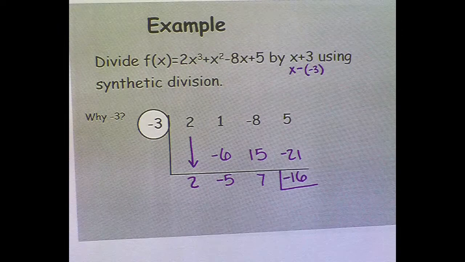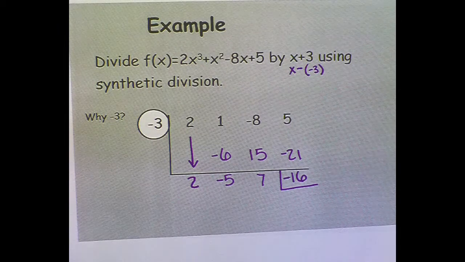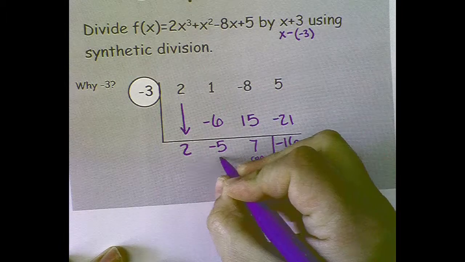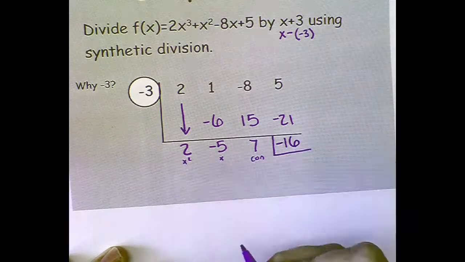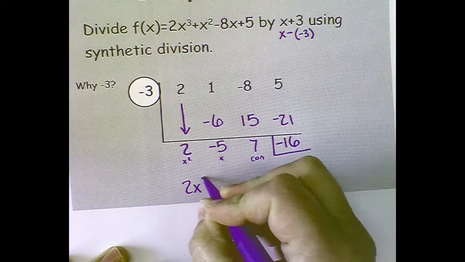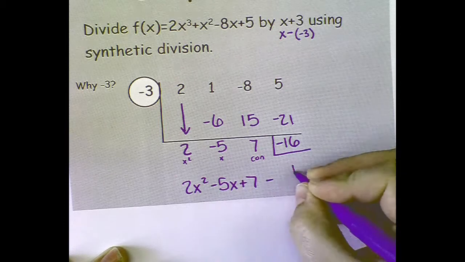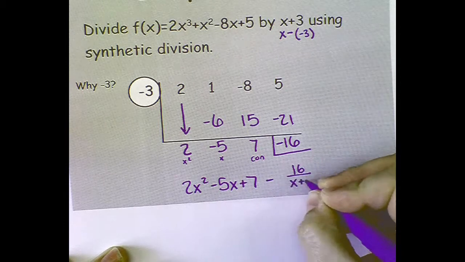I always like to make myself a little box there to remind myself that is the remainder. So now these are our coefficients in order. We have our constant, our x, and our x squared term. So our answer is 2x squared minus 5x plus 7 minus 16 over x plus 3.